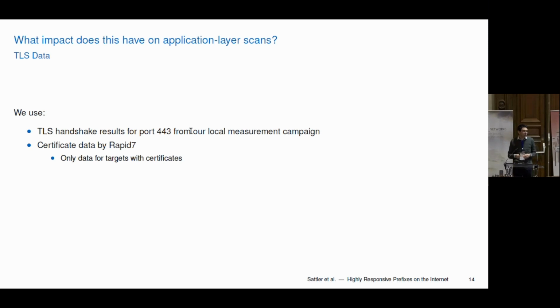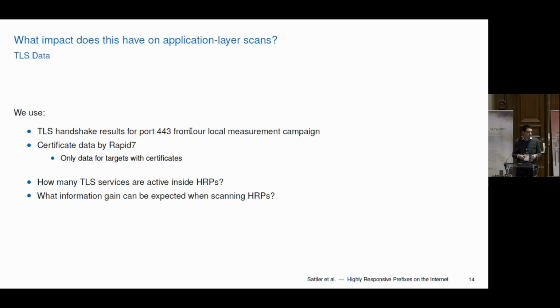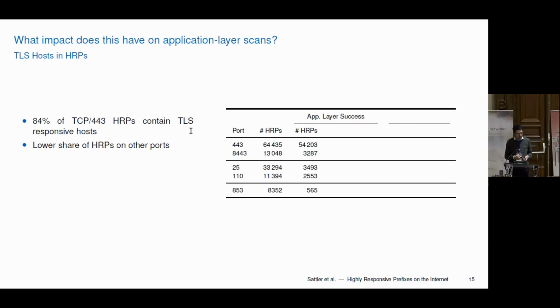For this, we use TLS handshake results, as I said before, from our local measurements. This includes SNI and non-SNI scans, so including the server name and without server name, and certificate data by Rapid7. Rapid7 only provides us data for targets with certificates. We also have in our own measurements data for targets which provide TLS service but don't send us back a certificate due to some TLS error. The questions we want to answer are how many TLS servers are actually active inside HRPs, and what new information can we learn by scanning such HRPs?